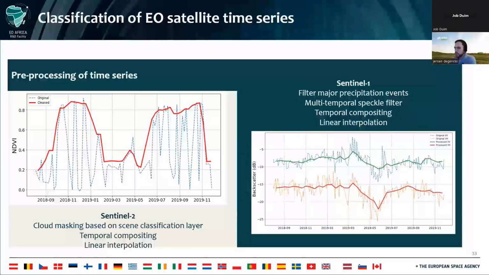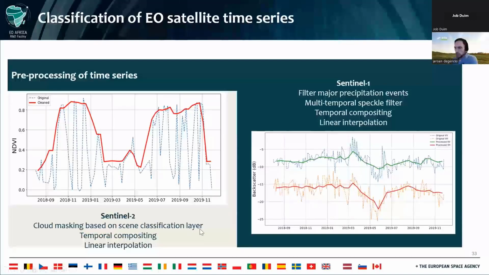As promised, some more details on the pre-processing. Although I mentioned that most data providers deliver analysis-ready data, that doesn't mean that you do not need to make some additional pre-processing corrections. Typically, the clouds in that time series that you get from the data provider are still there. This blue line here represents the data as you get it from the data provider, and the red line is the final result after the pre-processing. Typically, what you need to do is get rid of these dips here that represent clouds.